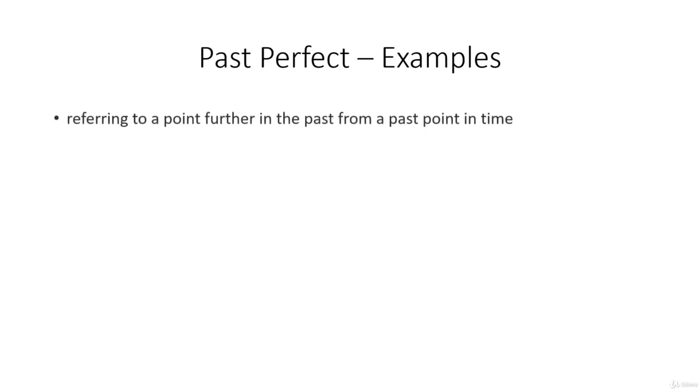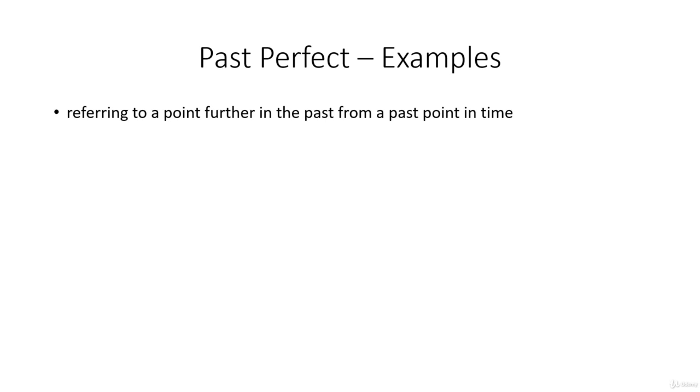So some examples when we're referring to a point further in the past from a past point in time. So we're looking in the past, and from that perspective looking further back into the past. I had saved my files before the computer froze. So at some point in the past the computer froze, but before that I'd saved my files, so all's good.